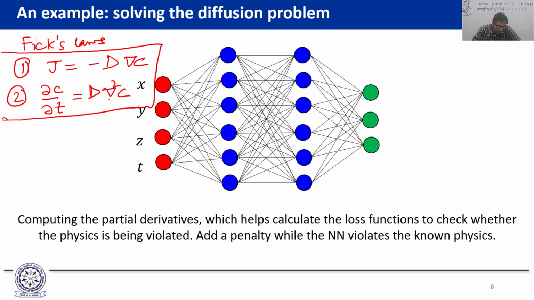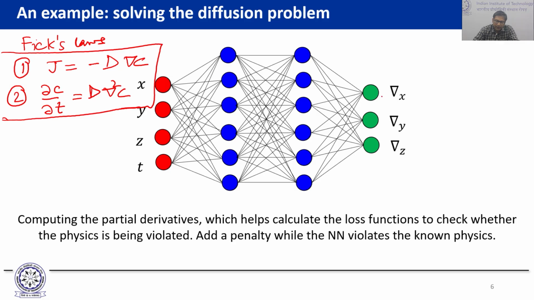So basically what we will now do is we have to compute the relevant partial derivatives, and then after we are able to compute the partial derivatives, we can calculate the loss functions and then check to the extent that the physics is being violated. What we will do is, anytime the traditional neural network, or the neural network part of the PINN, violates the known physics, there is going to be a penalty associated with it, and essentially it is going to try and minimize the penalty, and in that process train itself in a physics informed way. So that's the general idea.